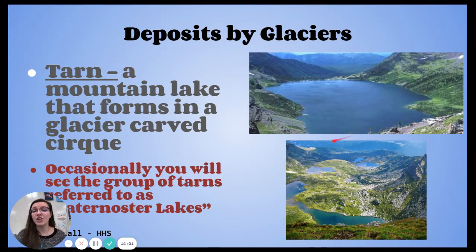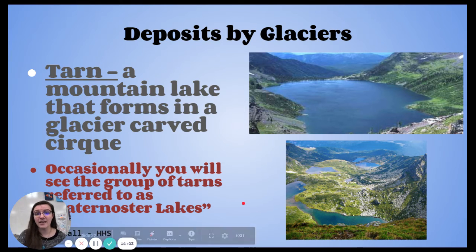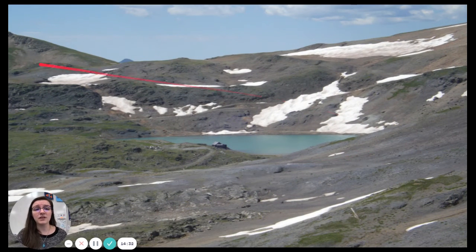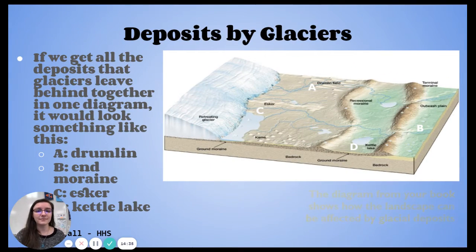Next, we've got a tarn. This is a mountain lake that forms in a cirque. So remember back at the beginning, a cirque is a bowl-shaped cutout on the side of a mountain because of a glacier. If that gets filled in, it is a mountain lake that we call a tarn. If there are a bunch of them all together, we often call groups of tarns paternoster lakes. So this is a lake on the side of a mountain that was carved out by a glacier.